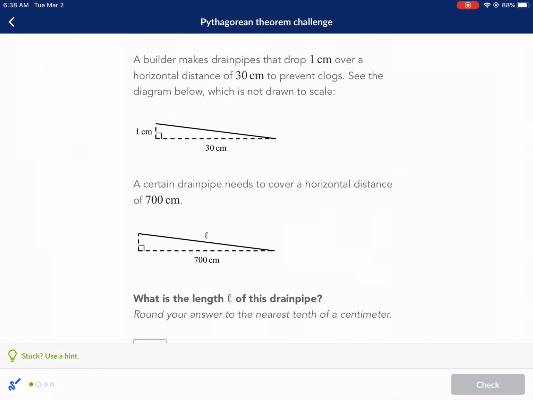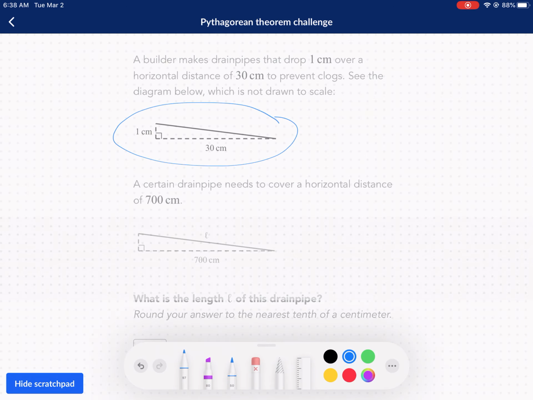A couple different ways you can do this. This is like a similar triangles problem and a Pythagorean theorem problem. I think the easiest way would be to start by finding this drain pipe distance here. This is the ratio of the small one, so we need to find that c first. In order to find that c, identify the legs: 1 squared plus 30 squared is going to be equal to c squared. We have 30 squared is 900, plus 1 squared, which is just 1. So we have 901.